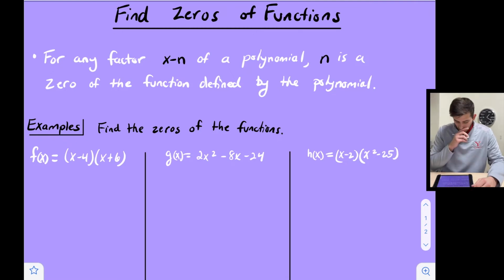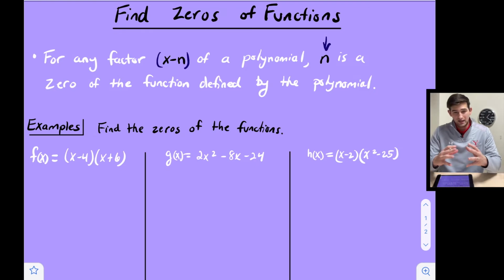Okay, so we see that for any factor x minus n of a polynomial, n is a zero of the function defined by the polynomial. Essentially, we take x minus the number and set it equal to 0, and we can use the zero product property if we have multiple factors and find what our zeros of the function are, which are the x-intercepts of the graph. So let's look at a couple examples here.